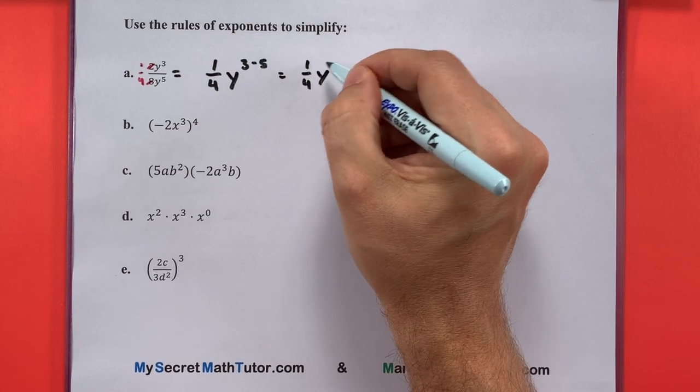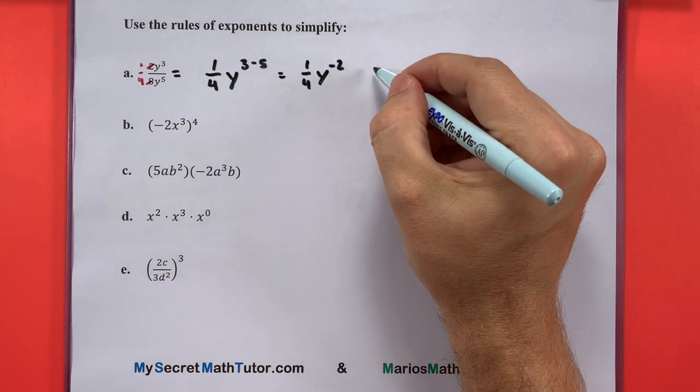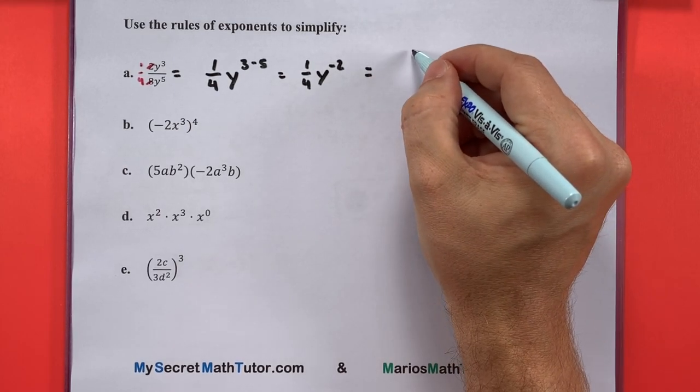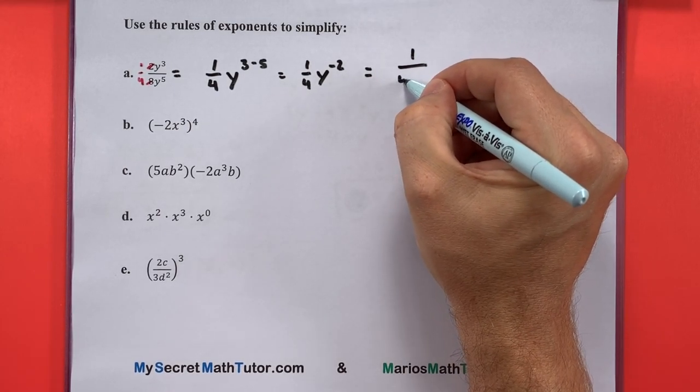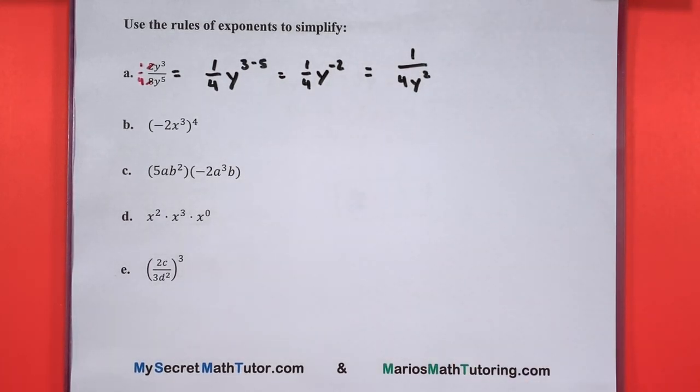Continuing on, 3 minus 5 is equal to a negative 2. So you can leave it like this, or if you want to turn it back into a fraction, that's completely okay. Remember that with negative exponents, they end up on the bottom. So this would be 1 divided by 4y squared. Nice. All right, on to the next one.